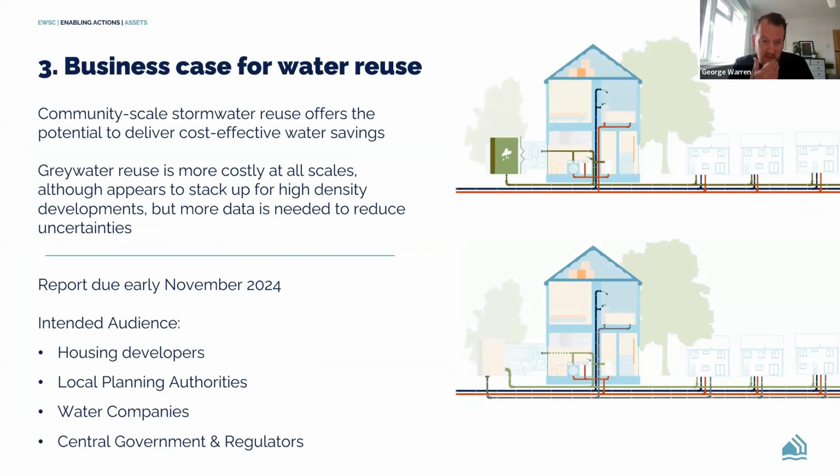So the key findings from this piece are that community scale stormwater reuse offers probably the greatest potential to deliver cost-effective water savings, and that grey water reuse really isn't about scale, it's more about the density of it. We will definitely need more data in order to reduce some of those uncertainties. So this is all being pulled into a report under enabling more smart communities that Simon is pulling together.